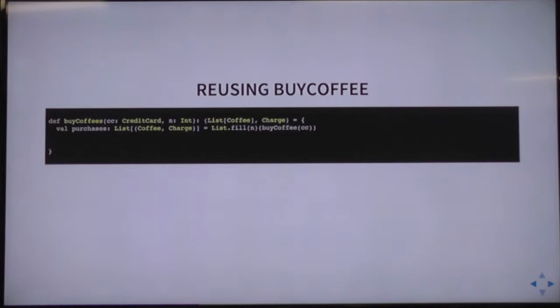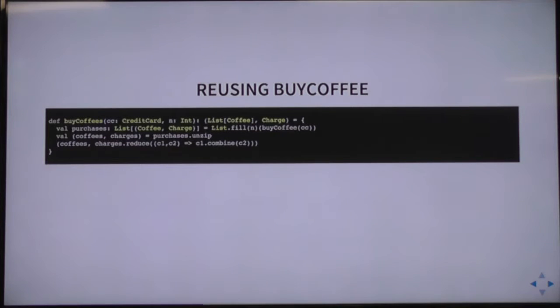So we do what we did before. We make our list of buy coffee return values, which will return our list of tuples of coffee and charge. We can call a method on the list called unzip, which just takes a list of tuples and returns a tuple of lists. So it kind of just turns them on its head. Because then we can get out all the coffees from our return and all the charges.